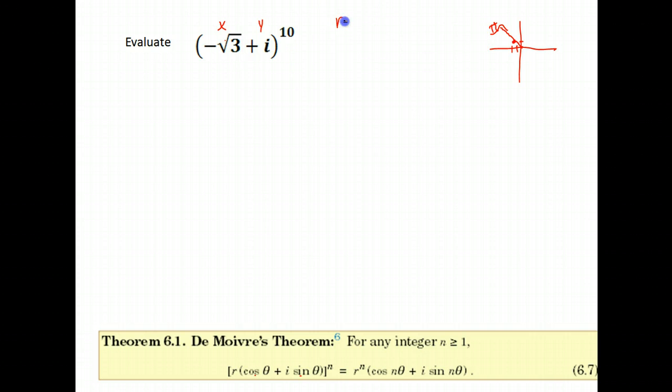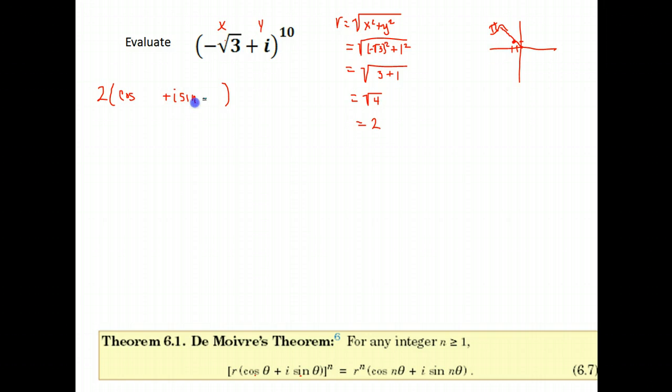Okay. We also need to find r. r is the square root of x squared plus y squared. So it would be the square root of negative root 3, our x value, squared, plus 1, our y value, squared. Root 3 squared is 3, and 1 squared is 1, and 3 plus 1 is 4. Finally, the square root of 4 is 2. So in our trigonometric form, our r is going to be 2. I'm going to start writing it down over here. Then I need cosine of an angle plus i sine of an angle.